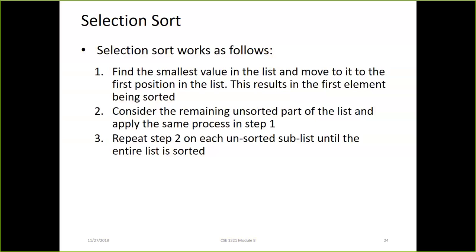But here it says find the smallest value in the list. That means this algorithm is intended to sort in ascending order. This is why it says at the beginning find the smallest value. But if you are intended to do a descending order sort, right? Then what value will we start with here? The largest value, right? Not the smallest one, we will start with the largest one. This algorithm we are intended to do ascending order.